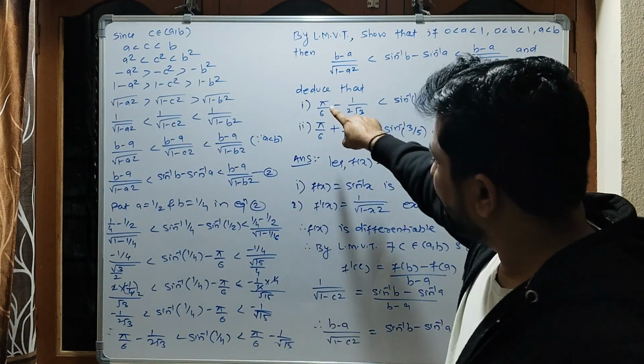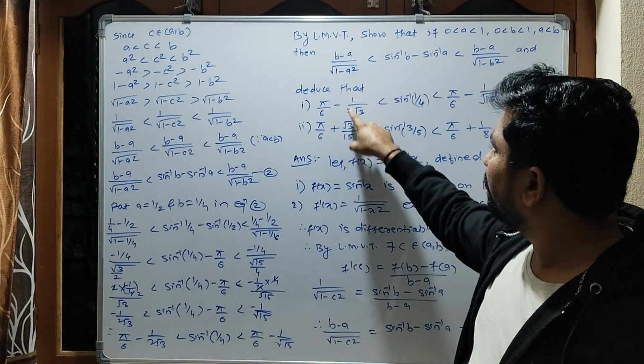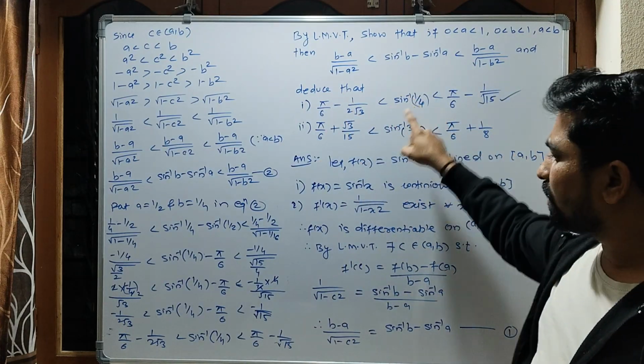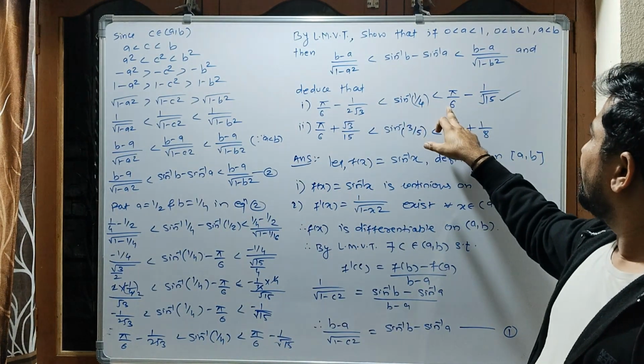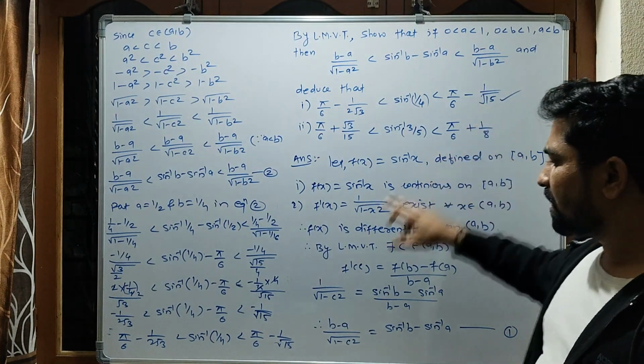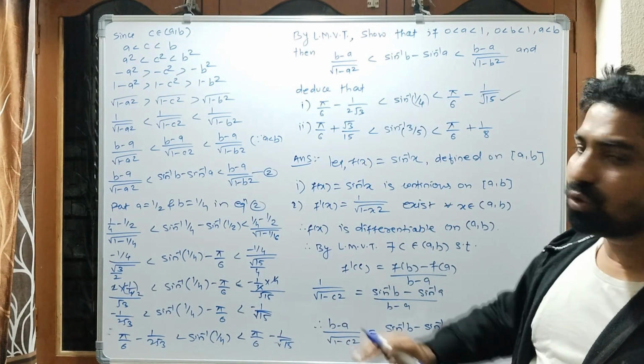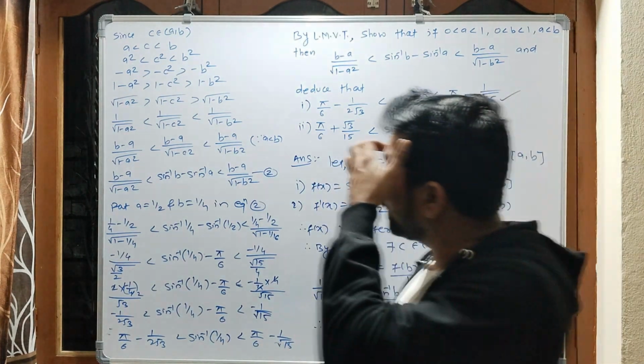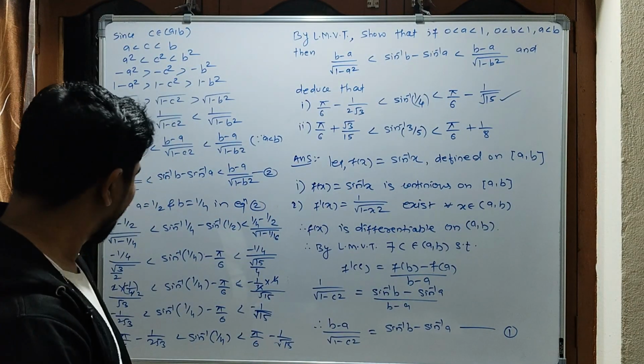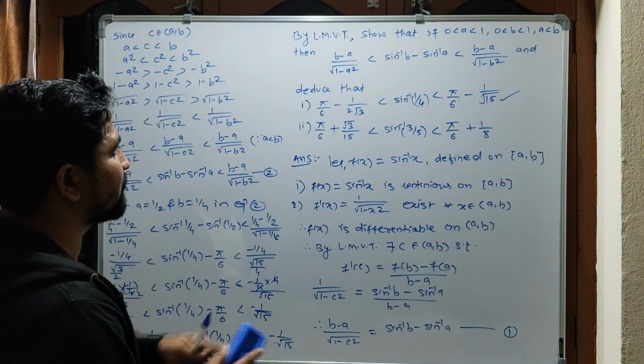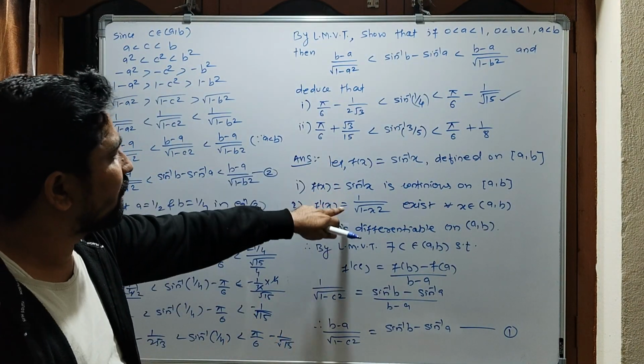Now here we can see pi by 6 minus 1 by 2 root 3 into sine inverse 1 by 4 less than pi by 6 minus root 15. Now I want to show this inequality too. So with the help of the same thing, now I don't have space, so I will use this space. Here I want to prove this inequality.